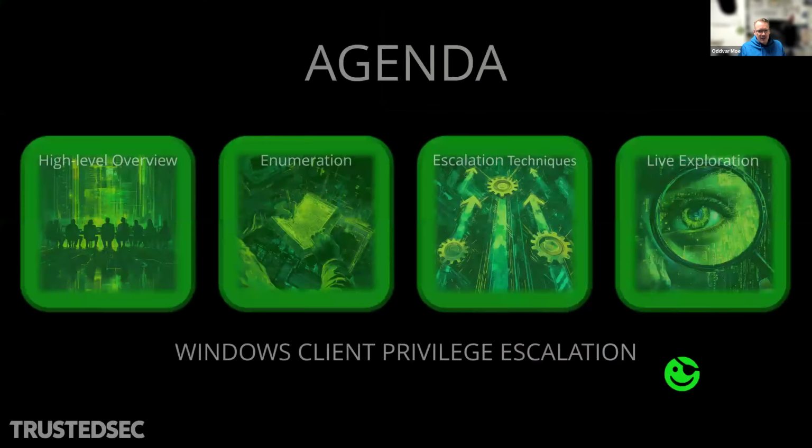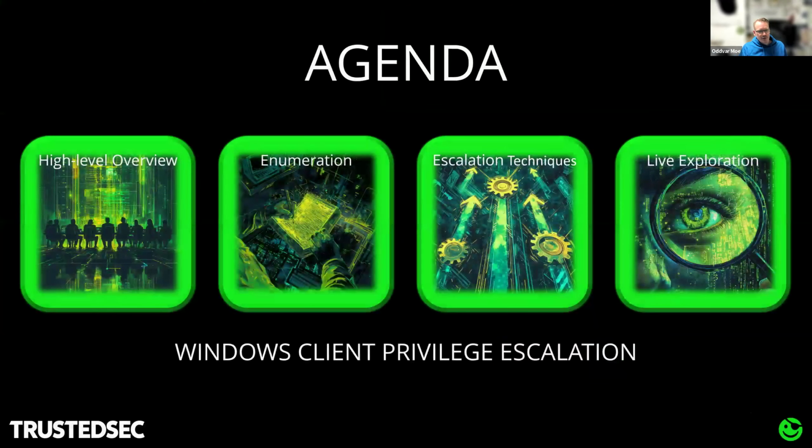Sweet. So the agenda today is we are going to quickly go over some slides, and then in the end, I'm going to show some examples on how to escalate privileges. First, we're going to go over the high-level overview, a little bit of theory, and then go over typical enumeration stuff, and then look at some escalation techniques. And as I said, we'll jump into a lab where we are going to live explore some things. So hopefully that will be interesting for everybody.